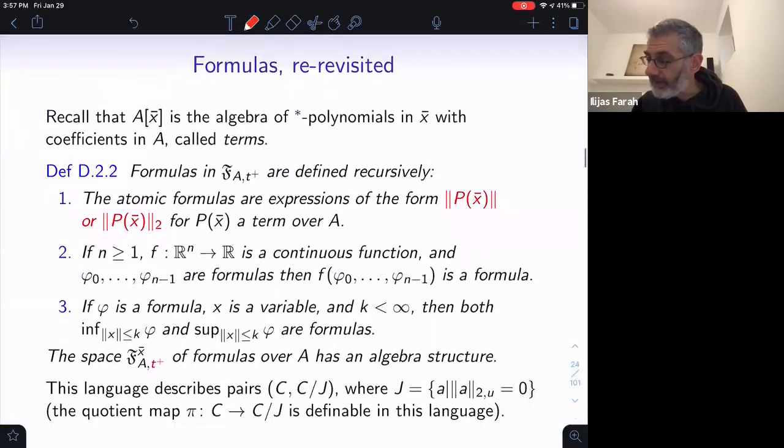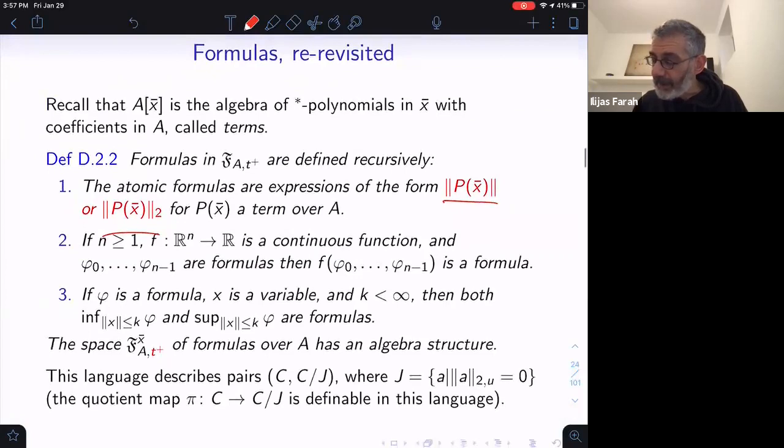Right, so here is the difference. I'm allowing both of these. And what this language describes is pairs C and C mod out J, where J is the tracial kernel ideal. And again, for purists, the quotient map is definable in this language. I haven't defined what definable means, so you can just ignore this if you're not a model theorist. But it's all in the eq, as a model theorist would say.